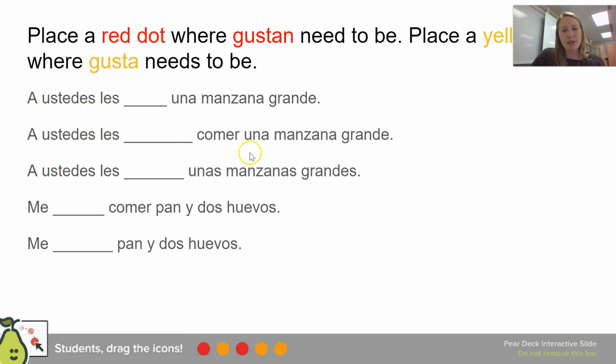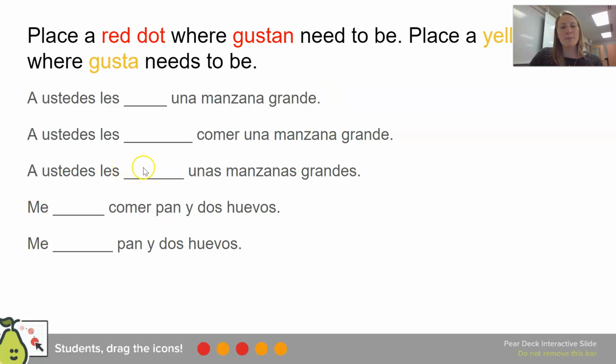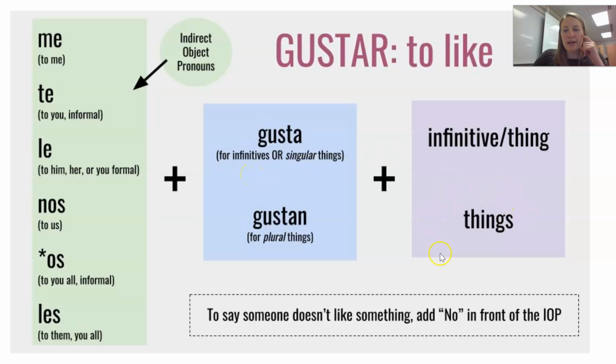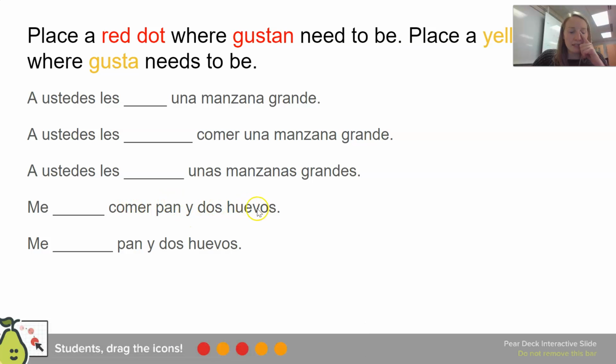A ustedes les blank comer una manzana grande. Here, since it's followed by an infinitive, we also need to put gusta. Remember our chart? If it's followed by an infinitive or a singular thing, we put gusta. A ustedes les blank unas manzanas grandes. It'd be a ustedes les gustan unas manzanas grandes. It's followed by plural things. Me blank comer pan y dos huevos. Since it's followed by an infinitive, we'll put gusta.